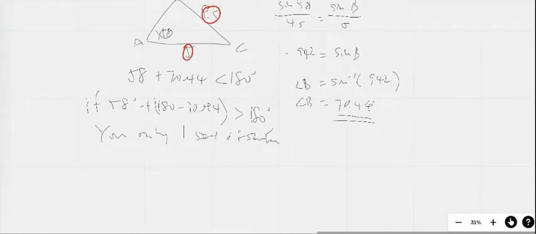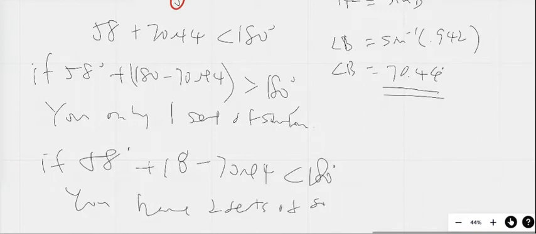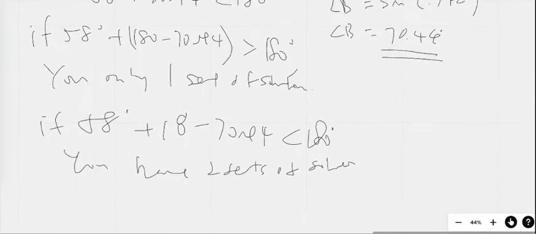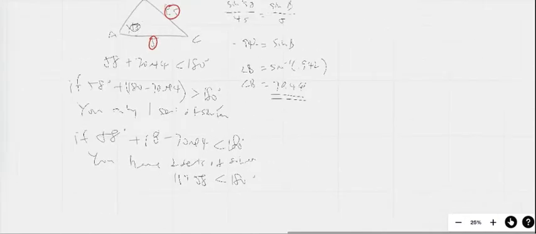If this number is less than 180, you have two sets of solution. So let's test it out now. 180 minus 70.44 is 109, plus 58 is 167.56, which is less than 180 degrees. Therefore, in this question, we have two sets of solution.